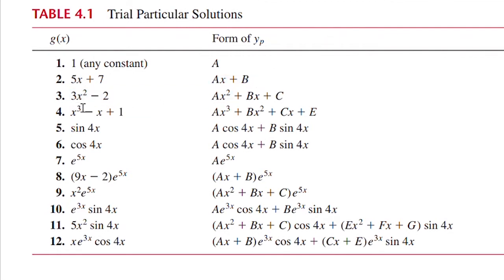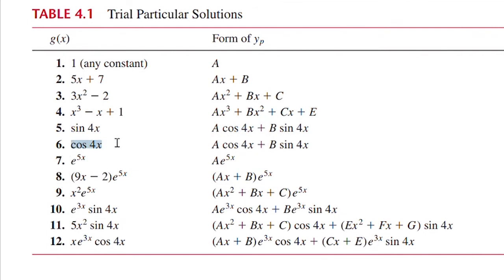Similarly, if the right hand side is 3x squared minus 2, which is a second degree polynomial, and there is a term in x missing from this polynomial, you will write a complete polynomial in general terms like this, where a, b, c are unknown constants. Similarly, if the right hand side is a third degree polynomial, you will use a third degree complete polynomial. If the right hand side of the differential equation is sine 4x, you will use a complete version of both waves, which is cos and sine, and there will be unknown constants a and b along with each of these cosine waves or sine waves.